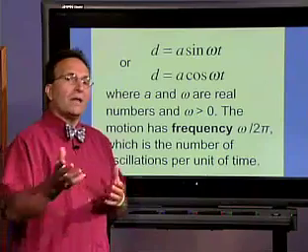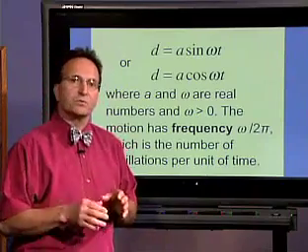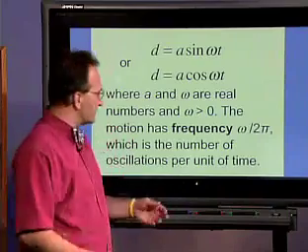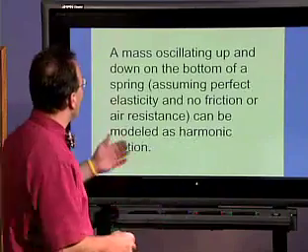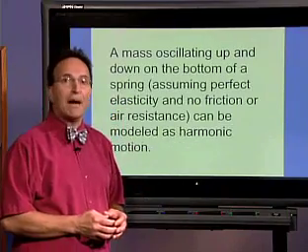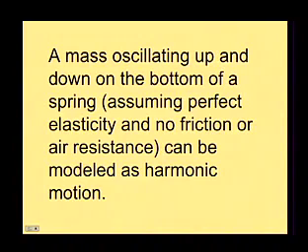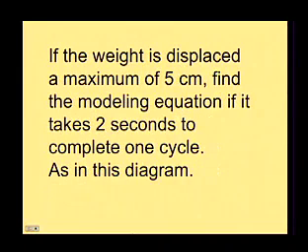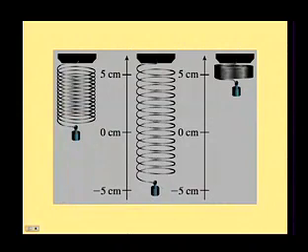Well, I think the best way to see this would be to work an example and make some sense of these formulas. So here we go. A mass oscillating up and down on the bottom of a spring, assuming perfect elasticity and no friction or air resistance, can be modeled as harmonic motion. If the weight is displaced a maximum of 5 centimeters, find the modeling equation if it takes 2 seconds to complete one cycle, as in this diagram.